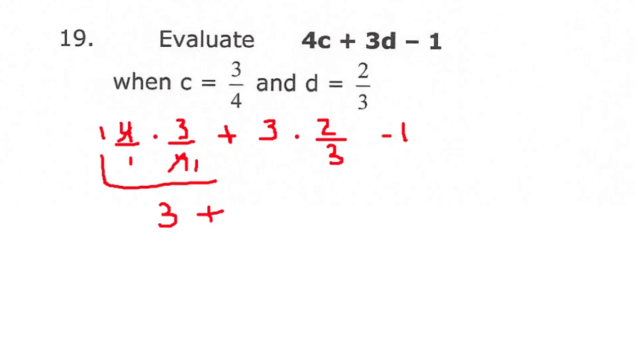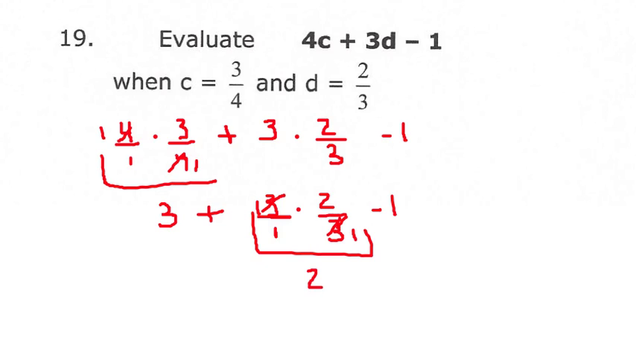And then we have to rewrite the problem. So next we have to multiply. 3 times 2/3, again turn this one into a fraction. You can just multiply straight across. 3 times 2 is 6, 1 times 3 is 3, and then simplify. Or you can see that this 3 and this 3 cancel each other out. And so 1 times 2 is 2, 1 times 1 is 1.